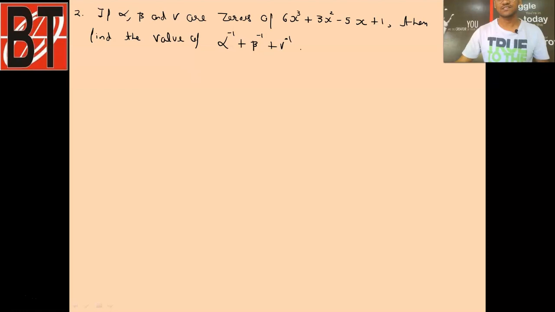Now students, this is a comparatively good question. Alpha, beta, gamma are the zeros of this given polynomial, and we have to find this alpha inverse plus beta inverse plus gamma inverse. Students, we will verify very soon, but we will find this value. But before that, I am just writing the relationship. Okay, solution.